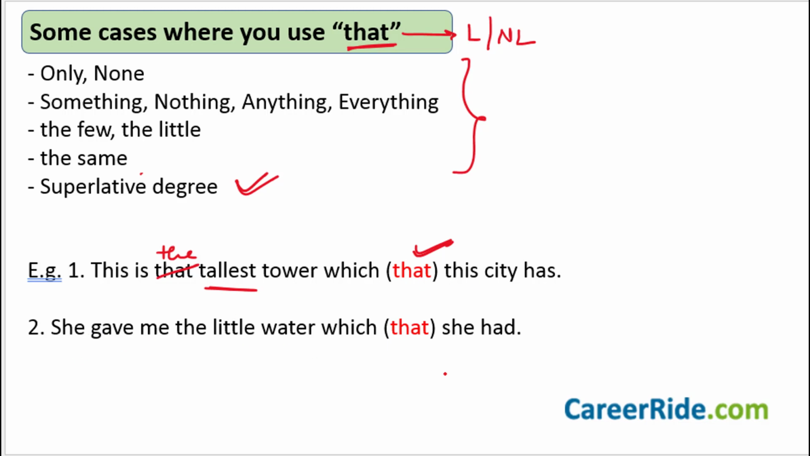Similarly, see this example number 2. She gave me the little water which she had or that she had. Which of these should be here? It should be that she had. Why? Because I see the little, which comes from here. I have this in the list. She gave me the little water that she had is the right thing to say. I hope this is clear to you.